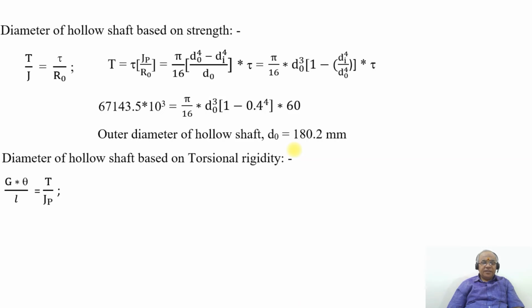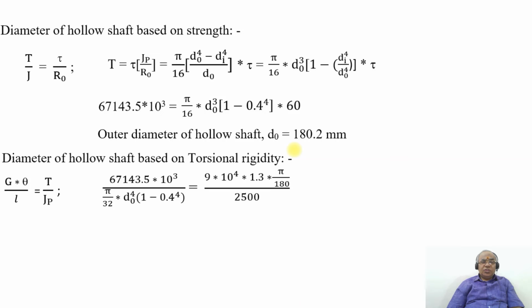Now the diameter of the hollow shaft based on rigidity, that is the torsional rigidity, G into theta by L, is equal to T by Jp. Substituting the values, the torque is 6714.35 into 10 to the power of 3 divided by Jp, which is pi by 32 into d naught to the power of 4 into 1 minus 0.4 to the power of 4. That equals G, 9 into 10 to the power of 4, into theta, 1.3 into pi by 180, divided by the length 2.5 meters, which is 2500 mm. On simplification, the outer diameter of the hollow shaft d naught will be equal to 171.2 mm.